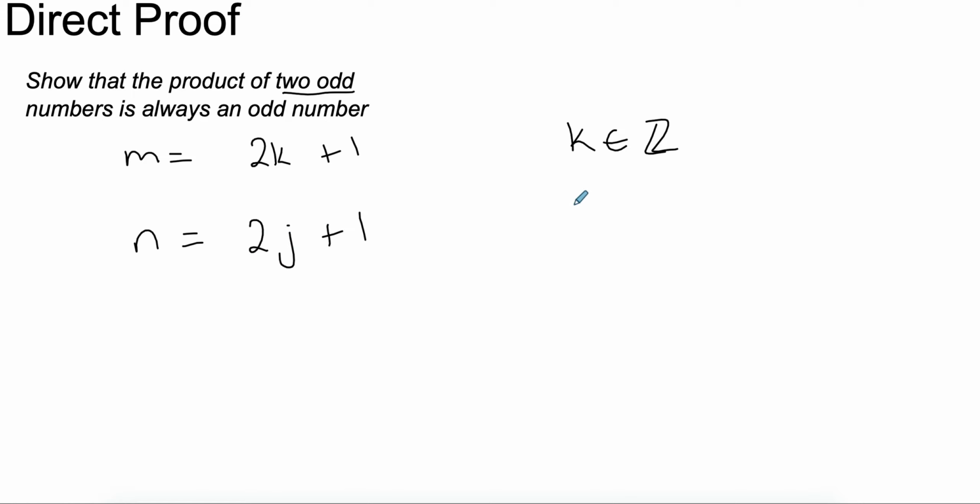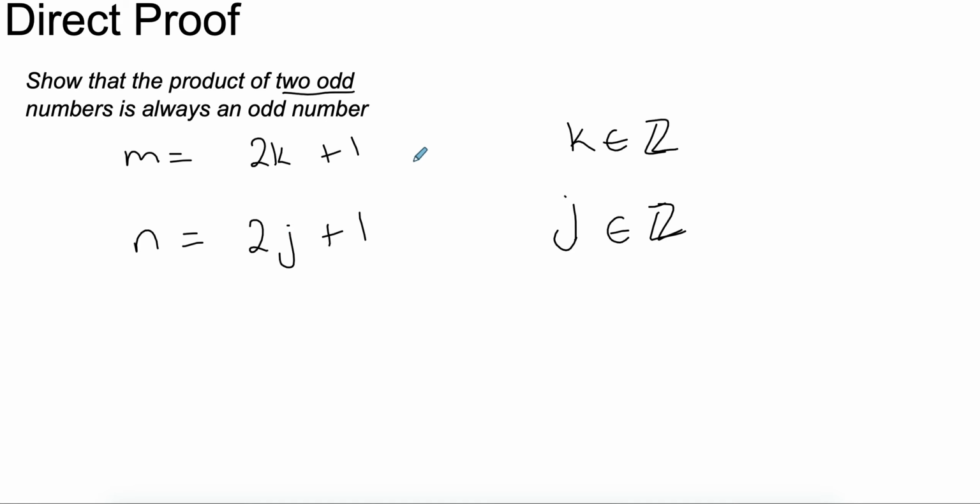So I could pick j. Any letter would work, any letter other than m and n. So j could be any other integer, any other odd number. It could be the same odd number. j could be any other integer. It could be the same integer as k, or a different one, or the one next to it. It doesn't matter. But it is a general other one. It could be the same, it could be different, but I'm leaving my options open, which is why I'm using a different letter.